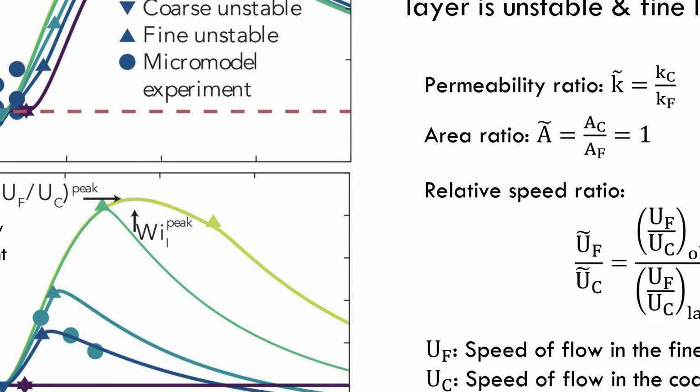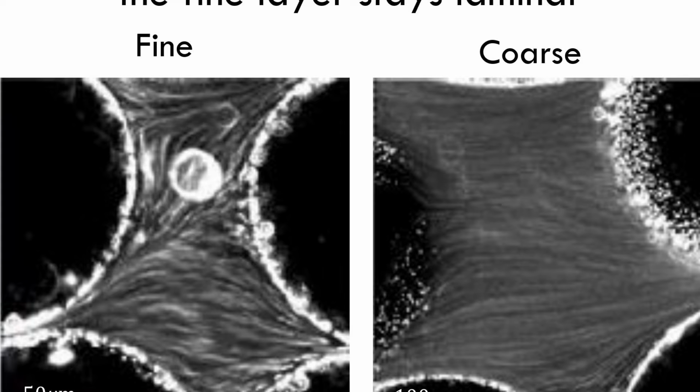And in practice, what we can do is we can take the medium characteristics, we can use this model, and if we want more flow into those low permeability layers, we can optimize some Weissenberg number. We can choose a Weissenberg number to achieve the most amount of flow redirection.